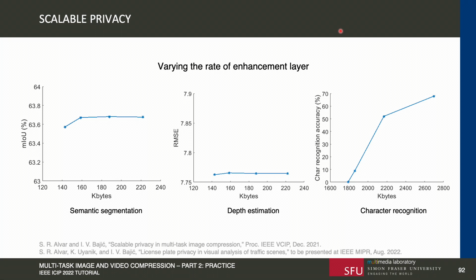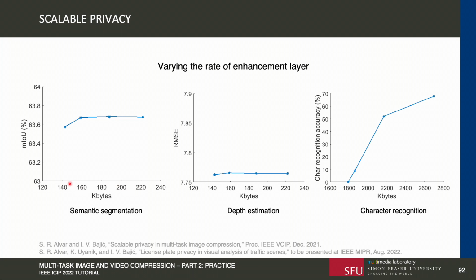So let's see some results. These graphs here show bit rate or file size versus task accuracy, and the first two graphs correspond to the non-private tasks, segmentation and depth estimation, and along the horizontal axis we have the average file size of images in the test set, and in these cases the base layer is fixed and only the enhancement layer is given more or less compression, so that's what varies the rate.